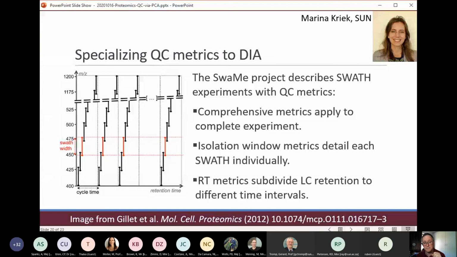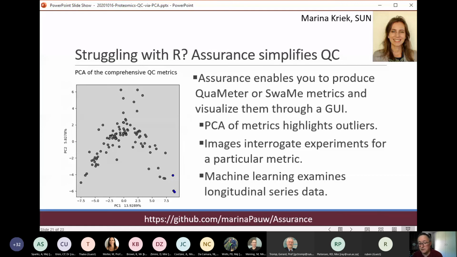So Marina Creek, again, has created a software called SWAMI that allows us to compute metrics that evaluate whether the technologies behind swath are producing data that are relatively uniform in density, or whether we have some swaths that are doing much less work than others. And helpfully, she's created some software called Assurance to make it a lot easier for people to use these tools.